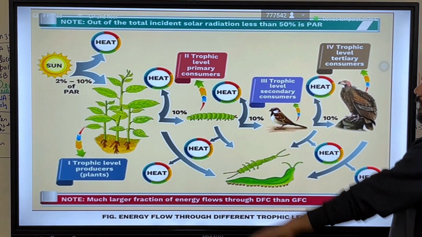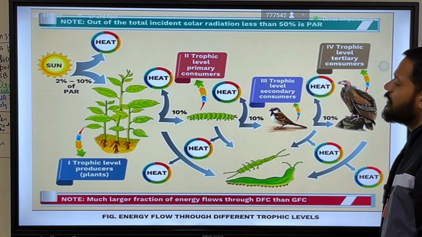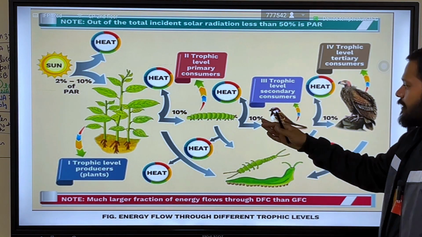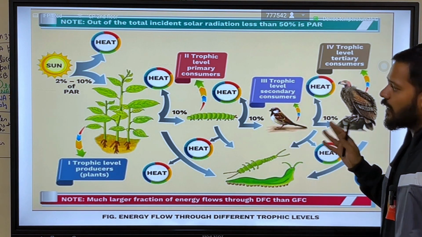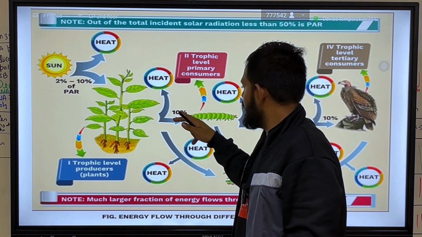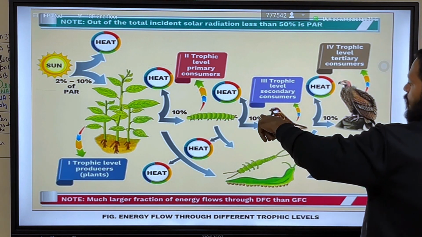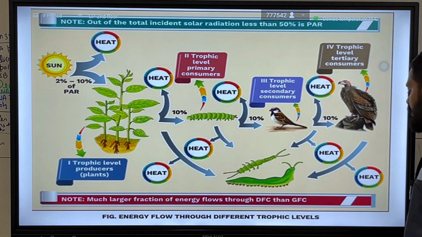In this scenery you can see a food chain properly, in which the plant is eaten by an insect, the insect is eaten by a small bird, and the small bird is eaten by a large bird. At every step you see that 10% of energy goes from one trophic level to another, and 90% of energy escapes into the environment.